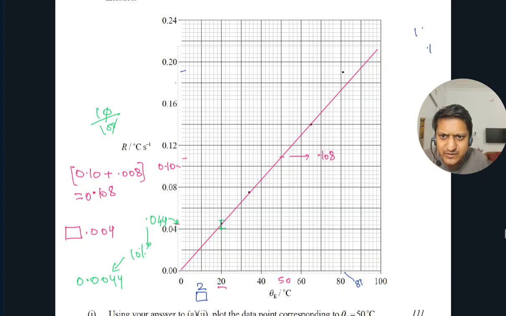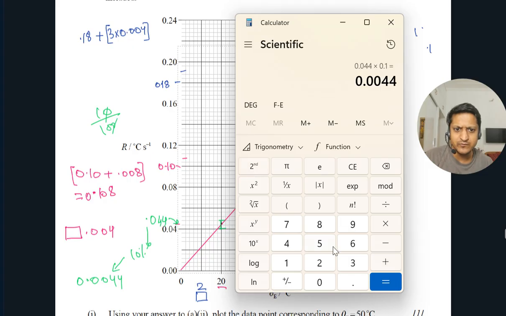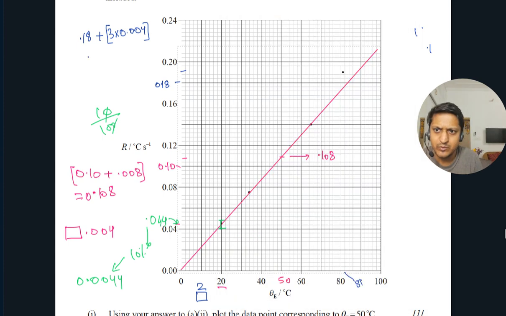First calculate this. This will be 0.18, and after that we have 1, 2, 3 three boxes. So 0.18 plus 3 boxes, and each box is 0.004. What will be the value? We say 3 into 0.004, plus 0.18, which is 0.192. So this is the value of this point.